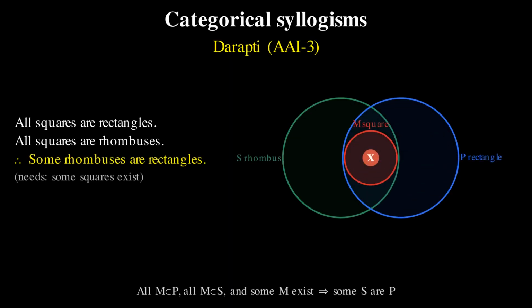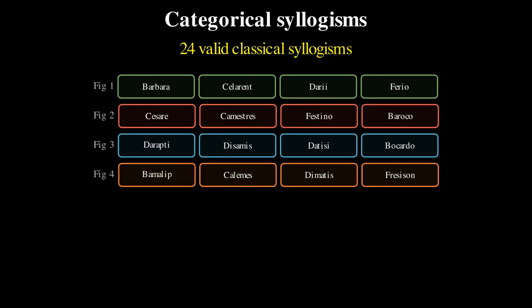Dirapti needs existential import. All squares are rectangles. All squares are rhombuses. And some squares exist. Therefore, some rhombuses are rectangles. Classically, there are 24 valid syllogisms across 4 figures. Names like Barbara and Ferio are old memory aids for the mood patterns. Same Boolean shading idea as before: empty regions, existing regions, and what must follow.